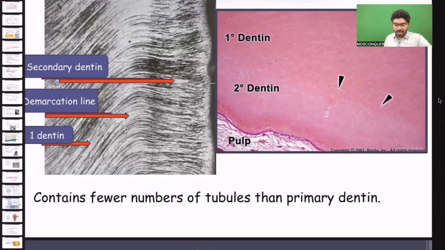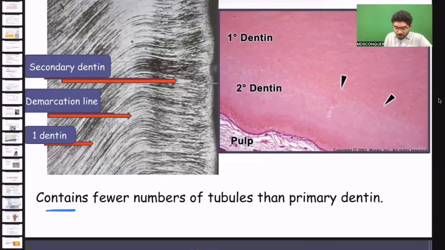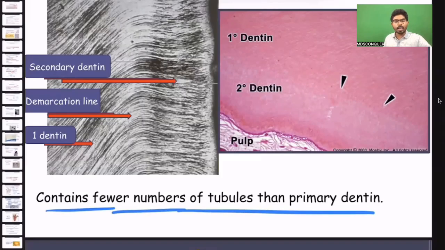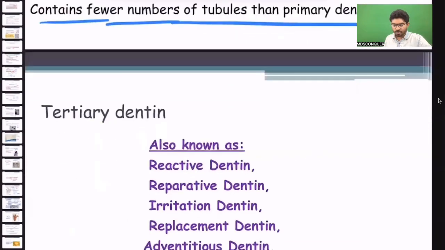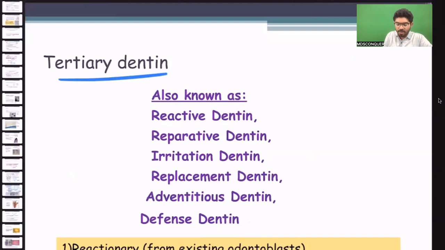Next comes secondary dentin. They contain a fewer number of tubules than the primary dentin. That is the secondary dentin, and there will be a demarcating line between the primary dentin and secondary dentin where you can differentiate it. Next one, the important fellow, clinically more useful, is your tertiary dentin. It is called reactive dentin, reparative dentin, irritation dentin, replacement dentin, defense dentin, or adventitious dentin. These are the other names that they regularly use.